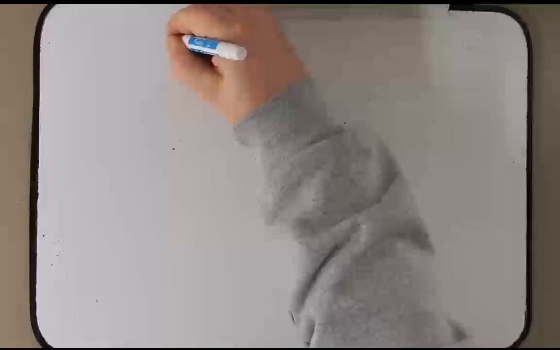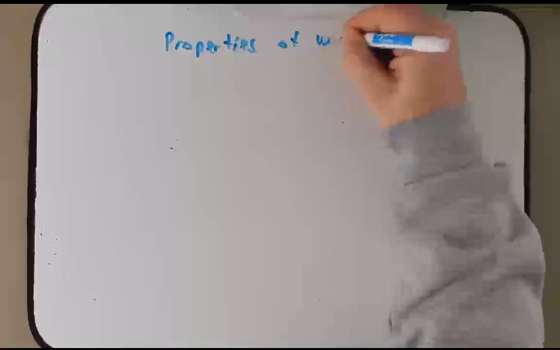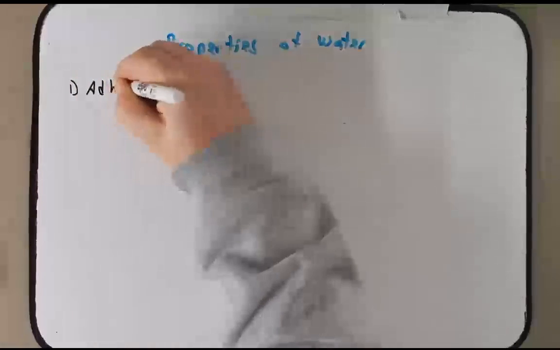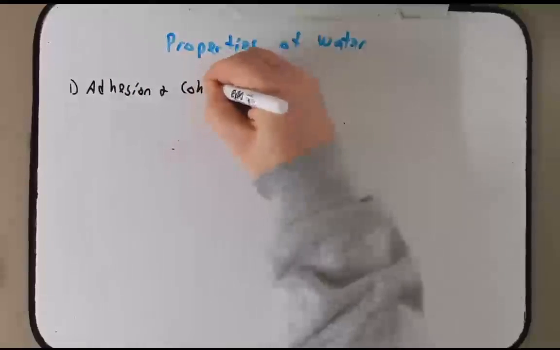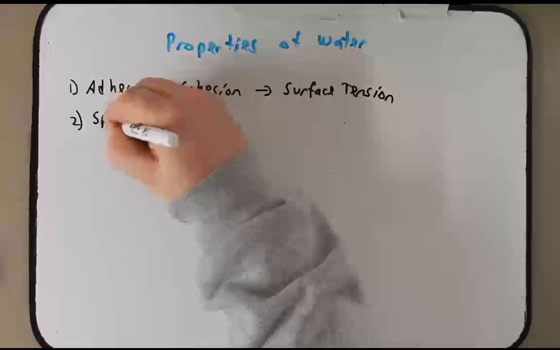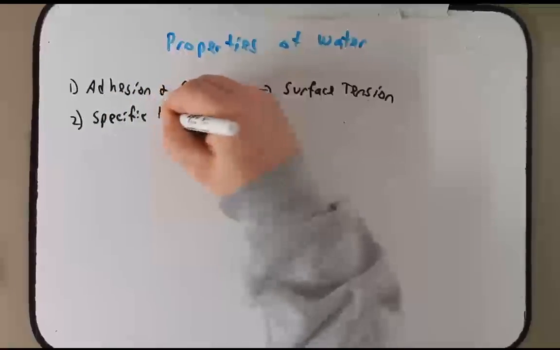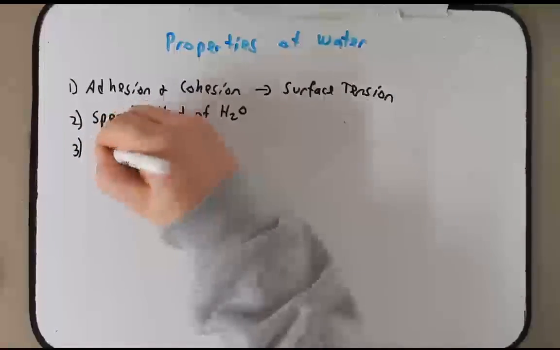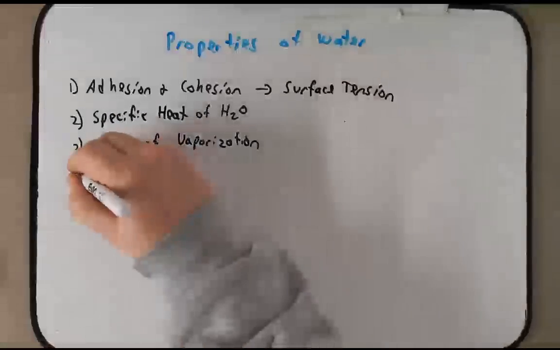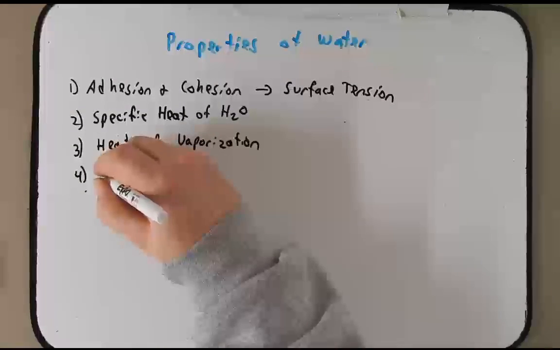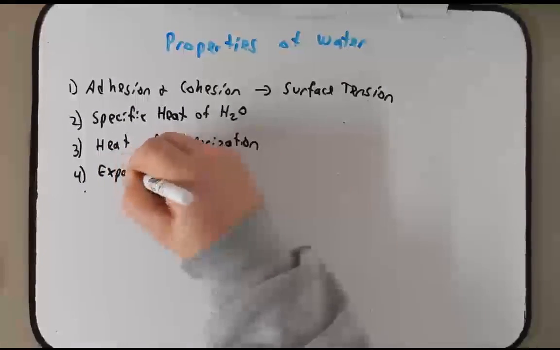All right, now I'd like to talk to you about properties of water. More specifically, properties that give it that unique quality that makes it so important for life. The properties I want to talk about include adhesion and cohesion, and how that gives rise to surface tension. I'm going to talk about specific heat of water. Then I want to talk a little bit about heat of vaporization. Then I want to talk a little bit about the density of water as a solid or as a liquid. And in that I'm going to talk about how water expands upon freezing.